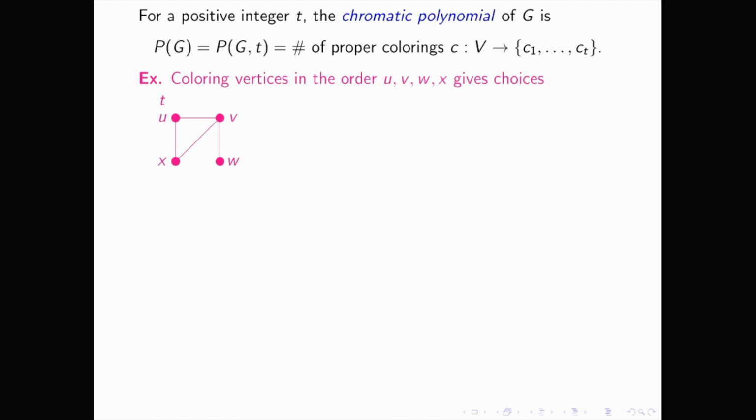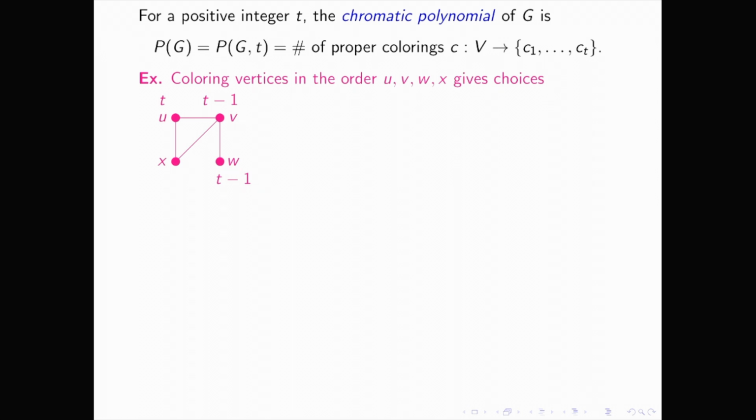We've got T colors and we just started coloring, so there's no restriction. So I can slap any one of the T colors down on vertex U. How many choices are there when we get to vertex V? Well, yes, Alex got it. T minus one, right? Because I can put any color on V except the color that I used on U because it's adjacent to U. In a similar manner, when I get to W, I'm going to have T minus one colors.